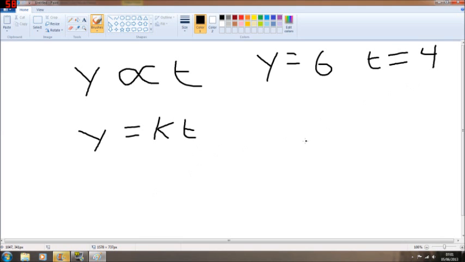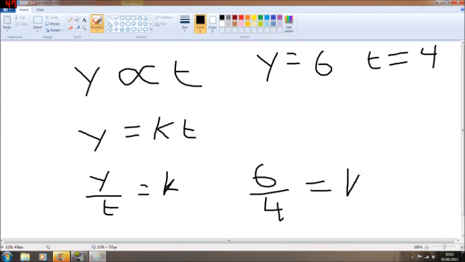So to find k, you would divide by t on both sides. Remember, in algebra, when there are letters next to each other, there's always a secret times symbol in between them. So you divide by t on both sides and you get y divided by t equals k. You write these numbers down: 6 divided by 4 equals k. 6 divided by 4 is simply 1.5. Then now you have what k equals. So k equals 1.5, and you use k in the next step of the question that they usually give you.